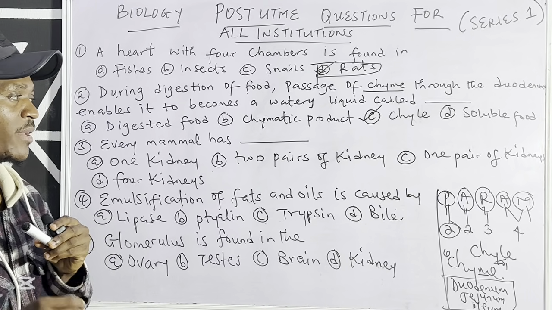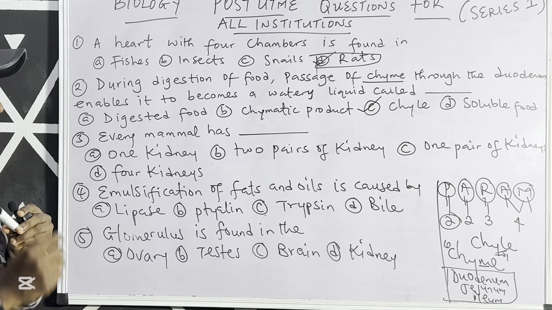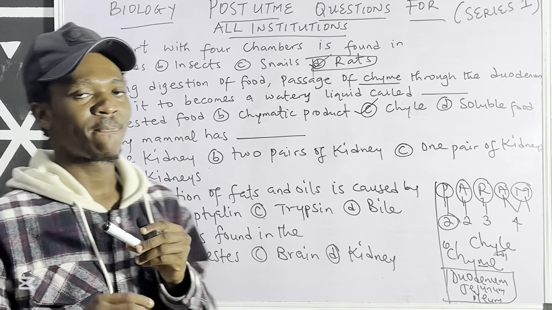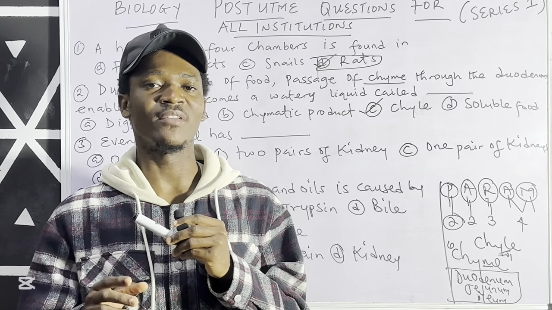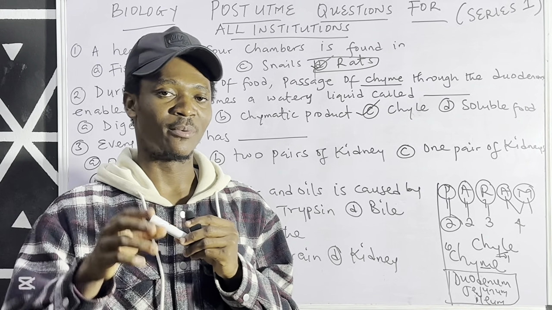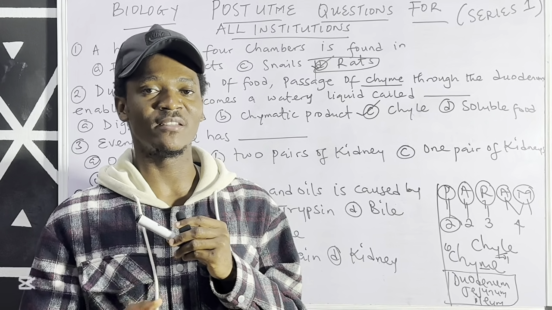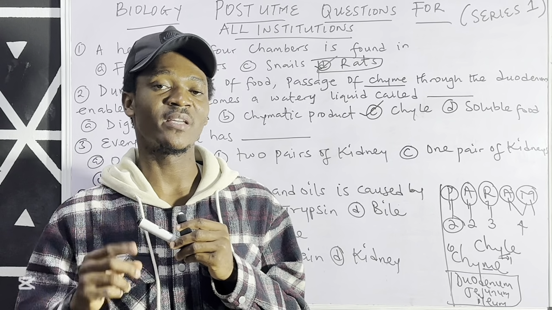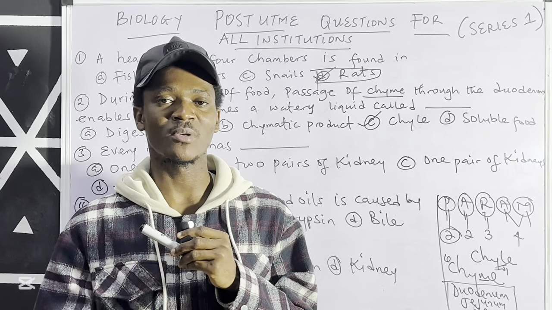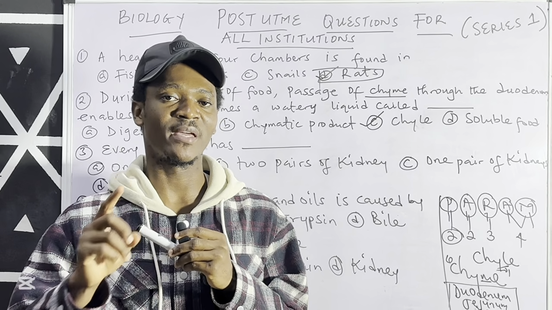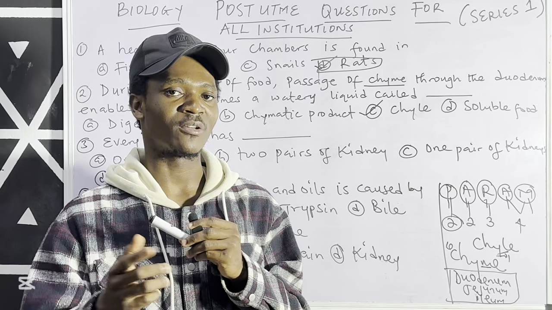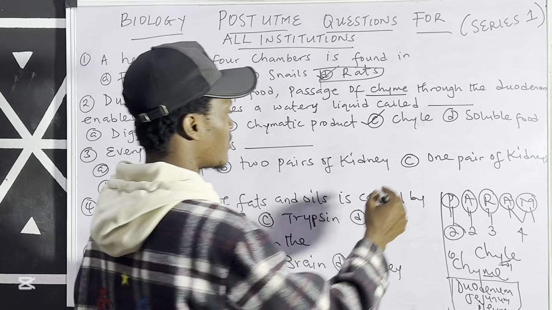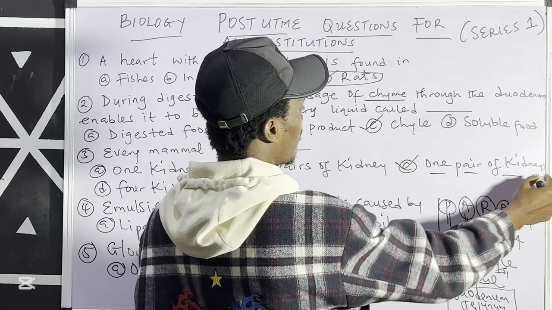Option C, one pair of kidneys. Then option D, four kidneys. Now, when we say humans having kidneys, your body as a human, how many kidneys do you have? We have two kidneys. So two makes a pair, right? So you can as well say that humans have a pair of kidneys. All right. So the correct option is option C, one pair of kidneys.